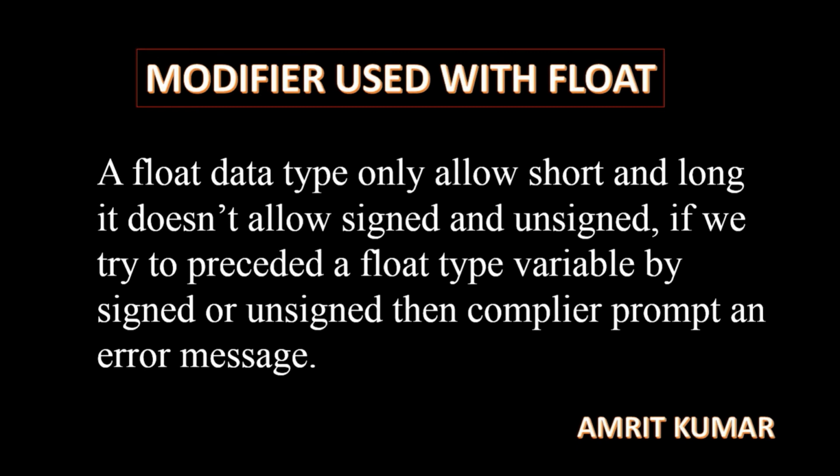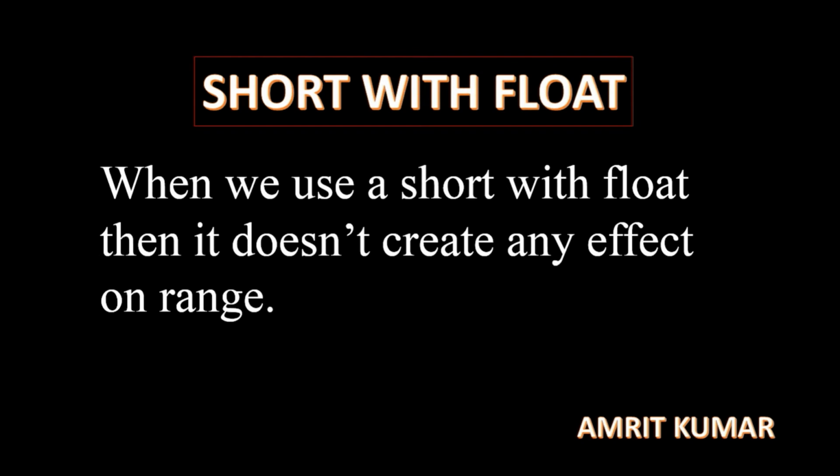So here what we have observed is that a float data type only allows short and long modifiers and not signed and unsigned. If we try to precede a float data type variable by signed or unsigned, then the compiler gives you an error message. So this is about the modifiers that are going to be used with the float. Now let's look at short with float.